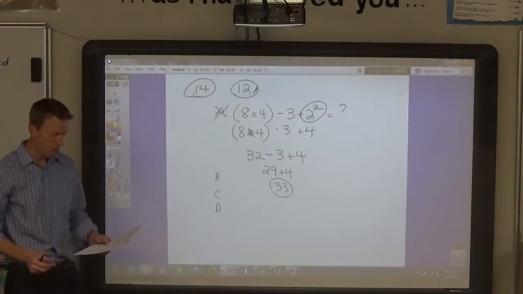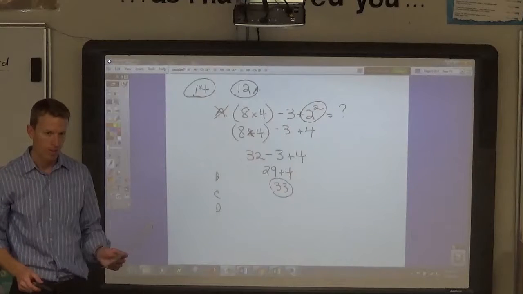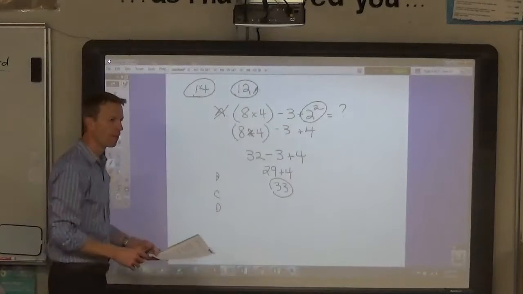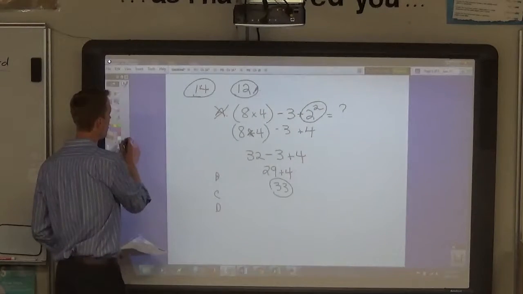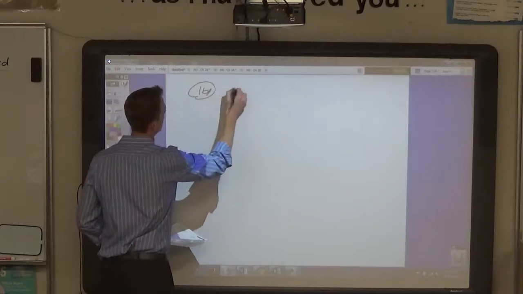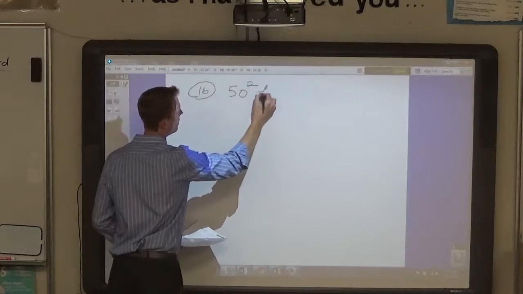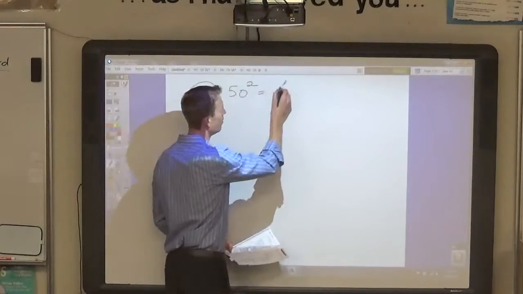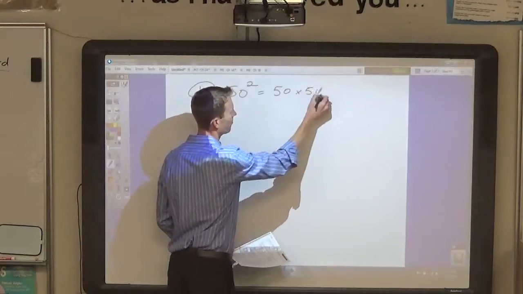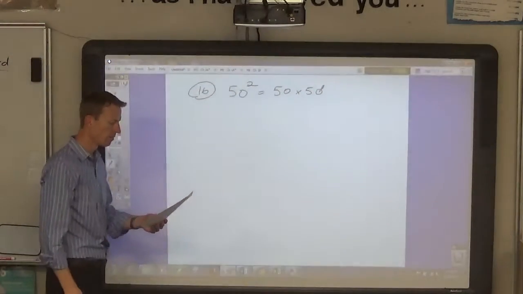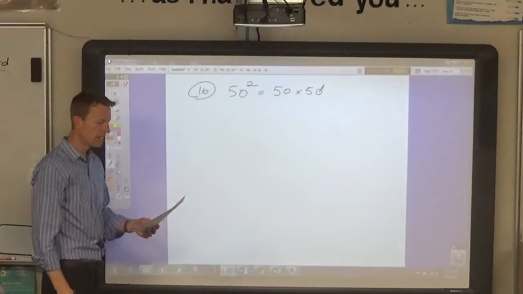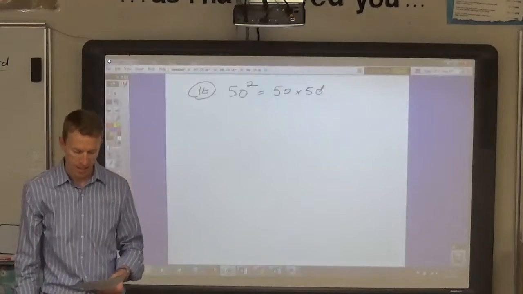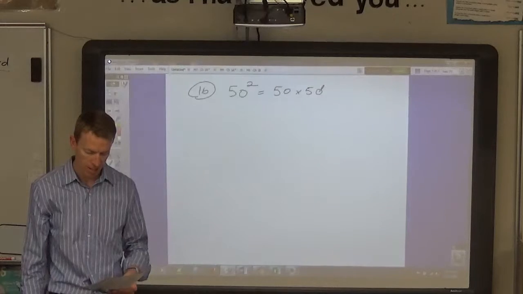Number 15 is about the properties. 15 is about the commutative property. 16, remember 50 squared is equal to 50 times 2? Nope. 50 times 50. Right. And then the answer to that. 17 is just finding the answer to those. 18 is properties. 19 is exponents.